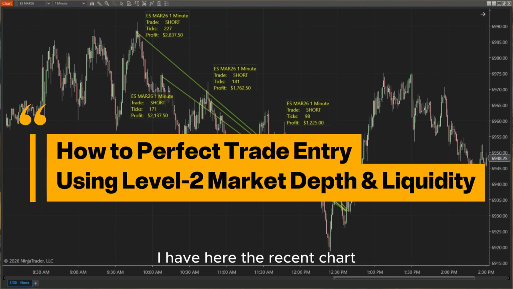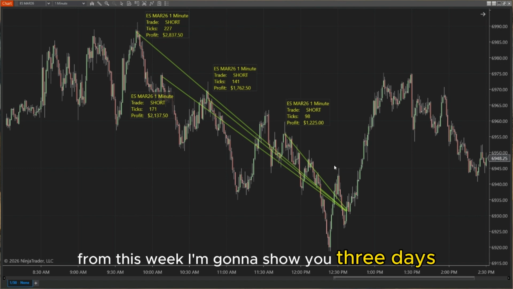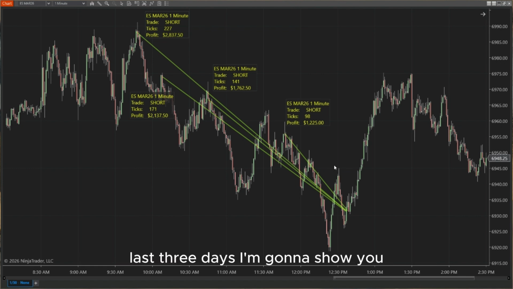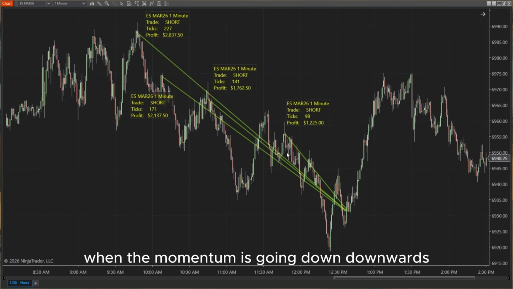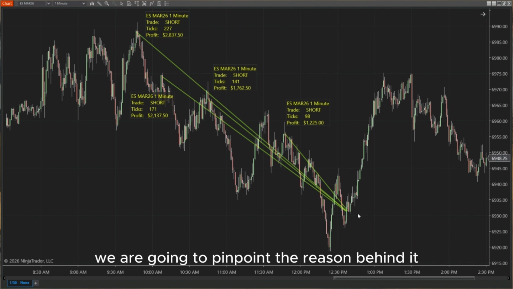I have here the recent chart. This is the example from this week. I'm going to show you the last 3 days, and how I was able to pick these exact entries when the momentum is going downwards, because we are not going to randomly assume a few things. We are going to pinpoint the reason behind why we're entering.